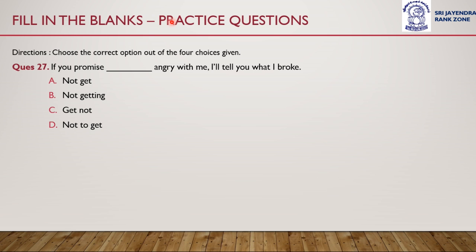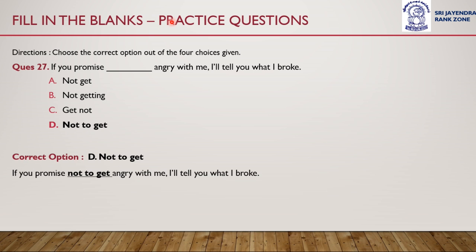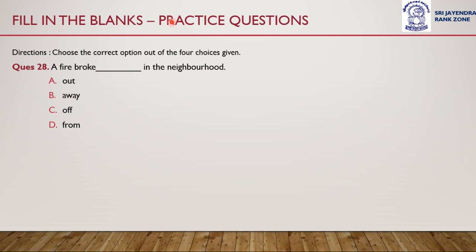So the answer for question number 27 is: if you promise not to get angry with me, I will tell you what I broke. Option D, not to get, will be the correct option. Now question number 28.